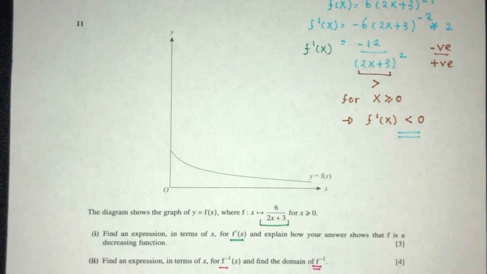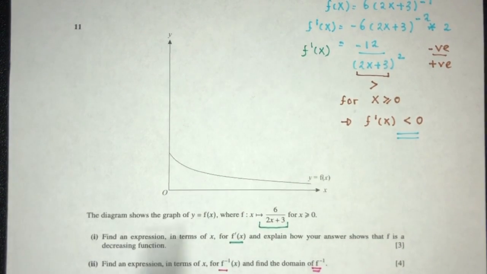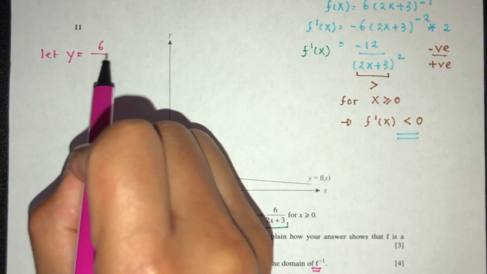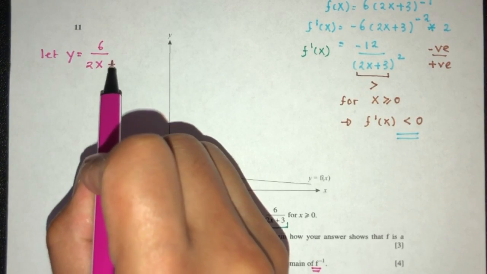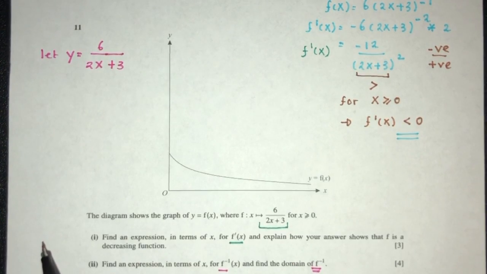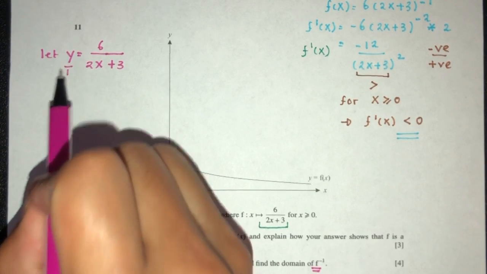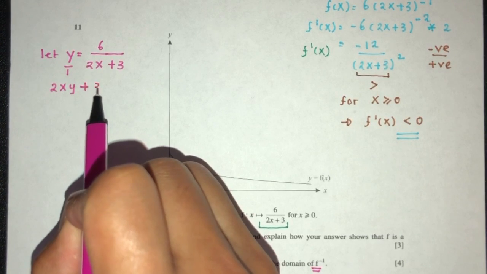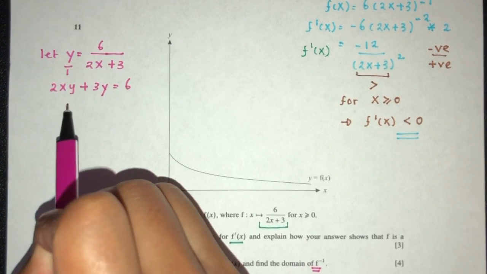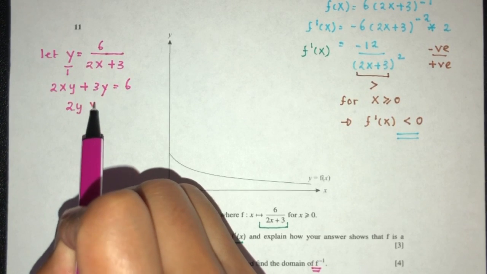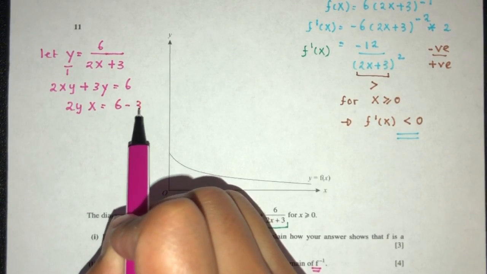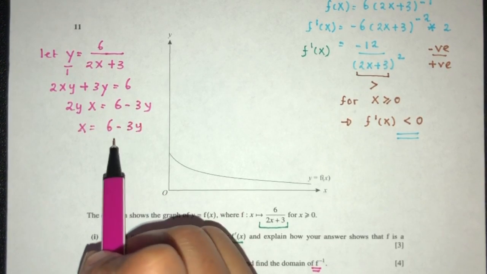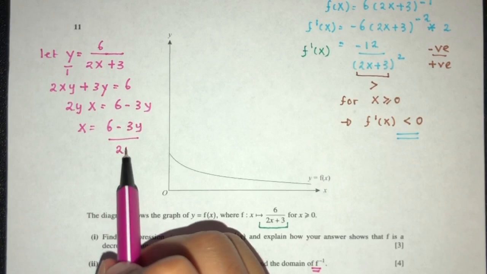Okay, so step by step, let y be f of x, which is 6 over 2x plus 3. Next step is we will try to make x the subject. First things first, cross multiply, you will have 2xy plus 3y, that has to be 6. 2yx has to be 6 minus 3y, and then x will be 6 minus 3y divided by 2y.